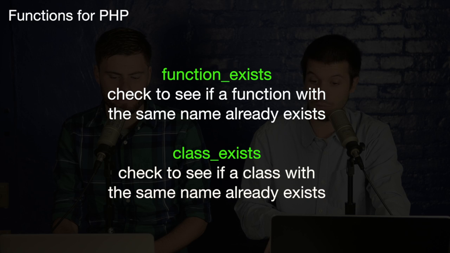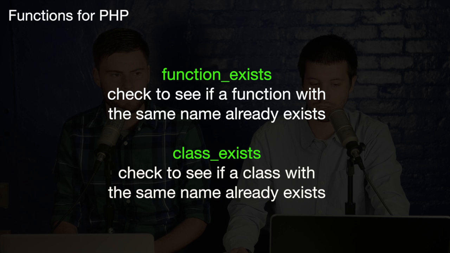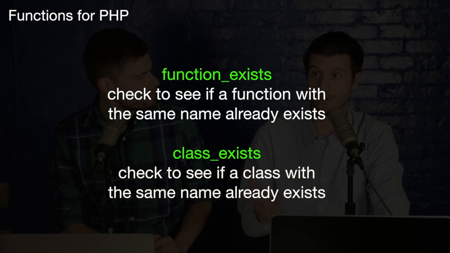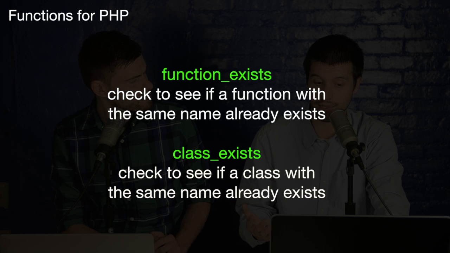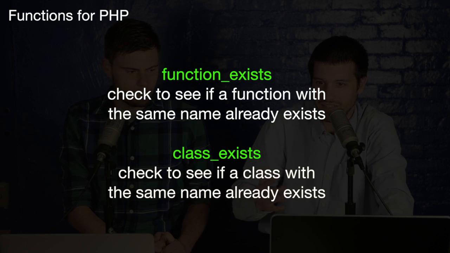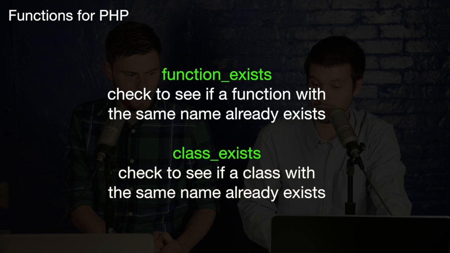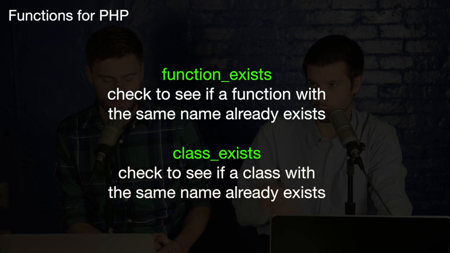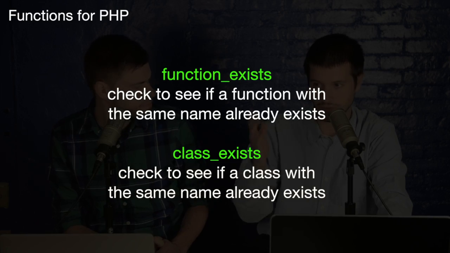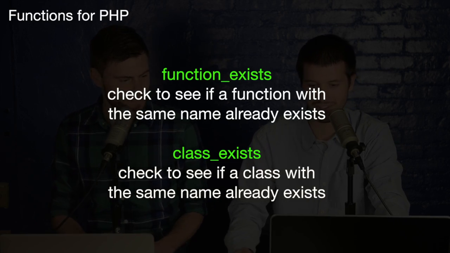And the last one, and we do use this one, is called class exists. So we're checking in our plugin to make sure that a class called simple share links doesn't already exist. The reason for that is if somebody created a plugin or a theme with a class with the same name, there's going to be a conflict in PHP. We're going to end up with a fatal error, and then user sites are going to be broken, and they're not going to like that.